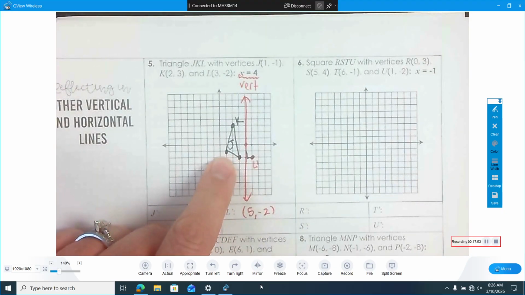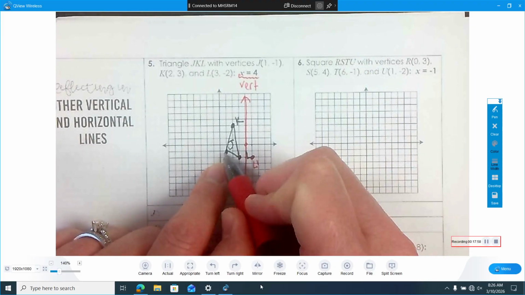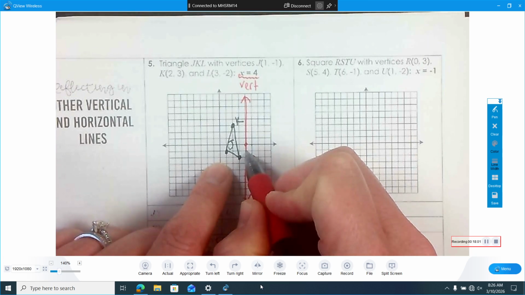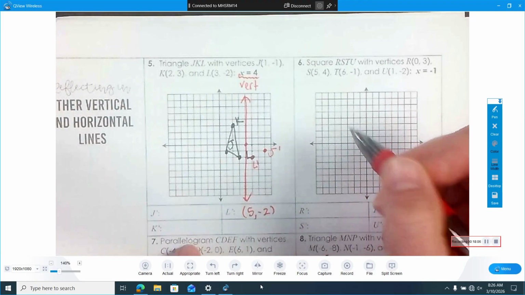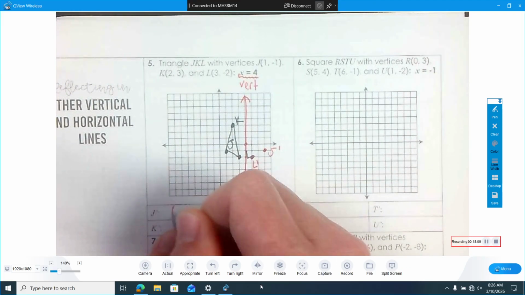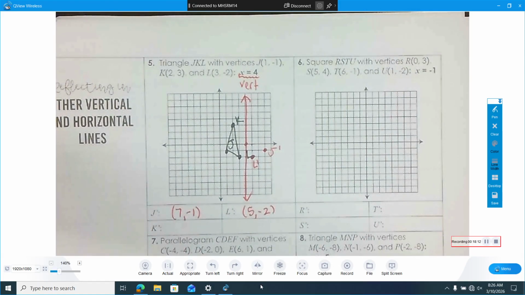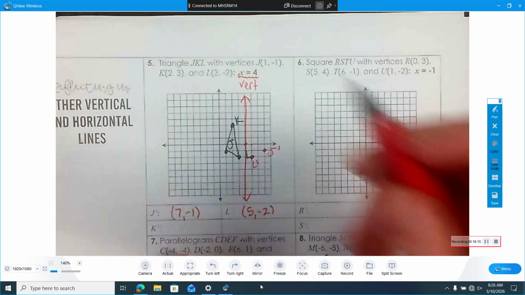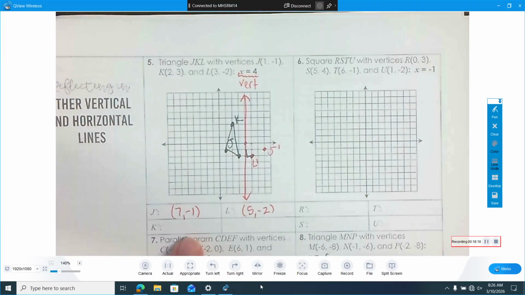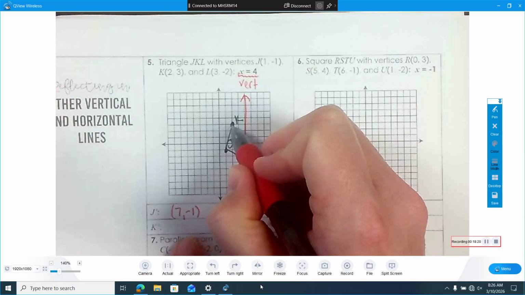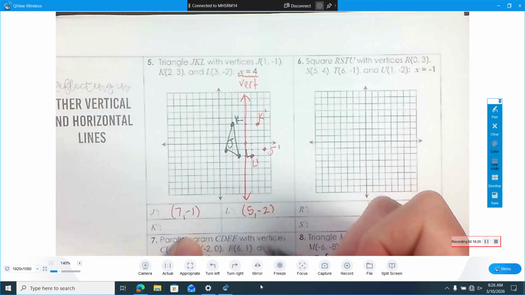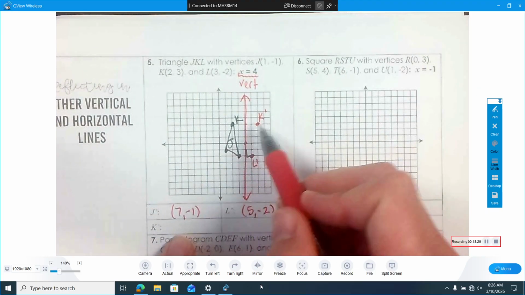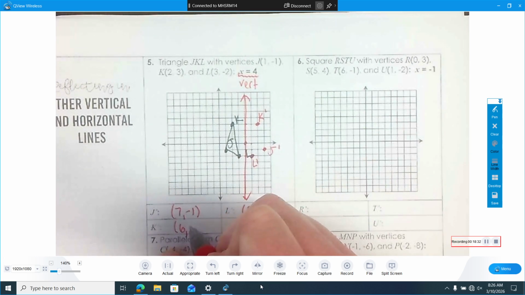Where will J prime be? 6 to the right. Yeah, we are going 1, 2, 3 spaces to get to the line, 1, 2, 3 spaces away from that line. So there is J prime, and that's at 7, -1. Now K, where is K prime going to be? 4 spaces to the right. So 2 spaces to get to the line, 2 spaces away. So K prime ends up being at 6, 3, yeah.